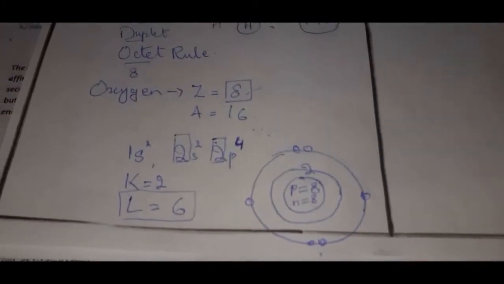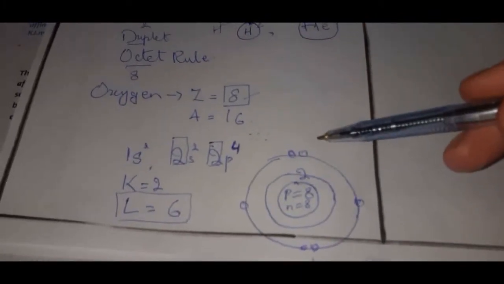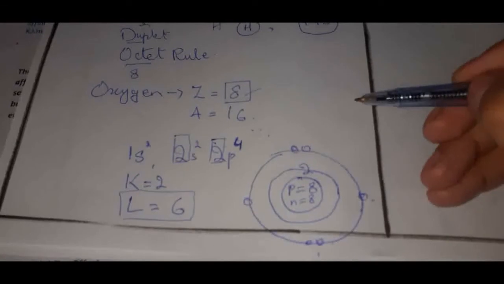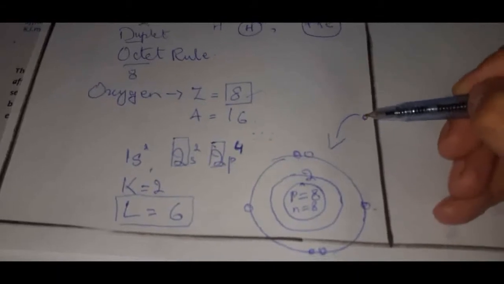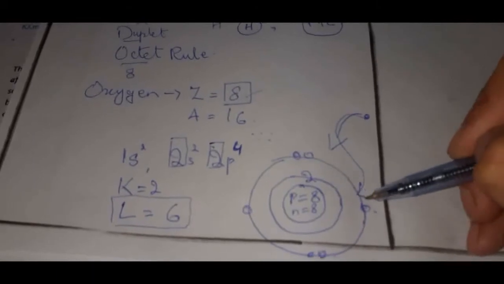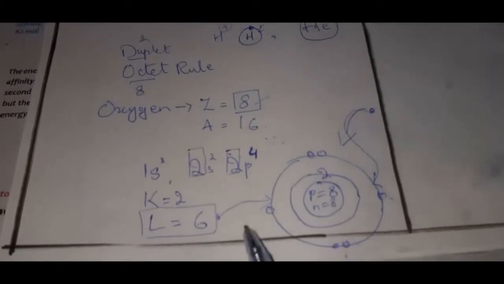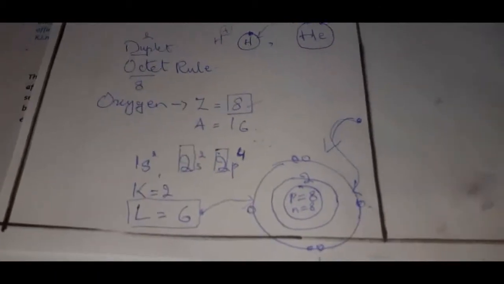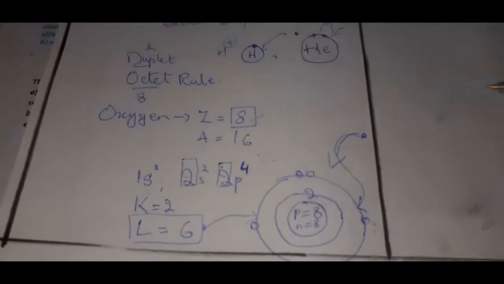Now, according to the octet rule, how many electrons should be in the valence shell? There should be 8 electrons. So 1, 2, 3, 4, 5, 6. But it has 6 electrons. So what will it do? It will capture 2 electrons from its outer surroundings, right? It will capture one electron from outside towards this side, whereas it will capture another electron to pair with this lone electron. Then 1, 2, 3, 4, 5, 6, 7, 8. It will have 8 electrons in its outer shell.